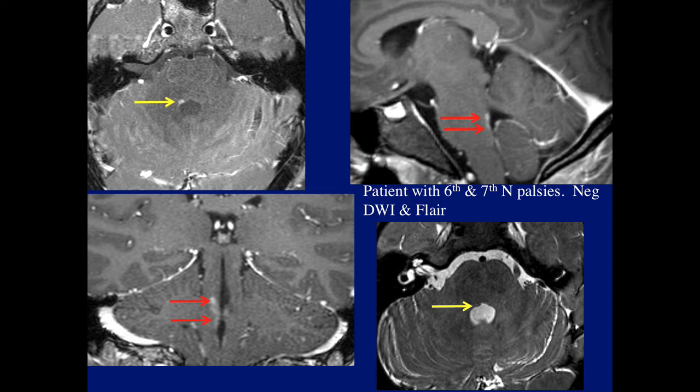This case I showed before, patient had 6th and 7th nerve palsy, had negative DWI, negative FLAIR. The only thing we saw was this enhancement, and we felt that this likely was some sort of a small vascular lesion. It has this kind of linear appearance here, but again presented both with 6th and 7th nerve palsies.